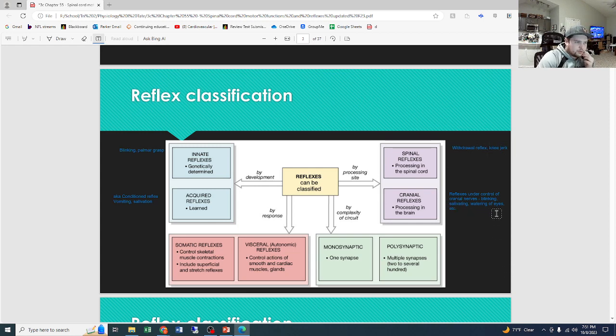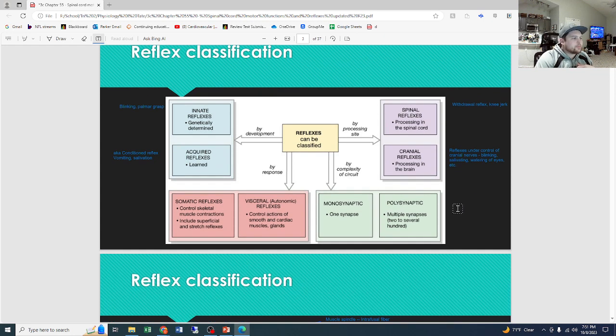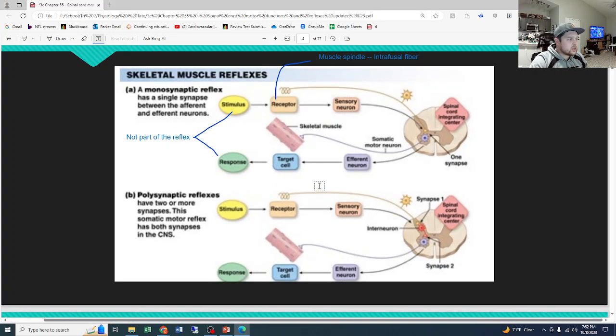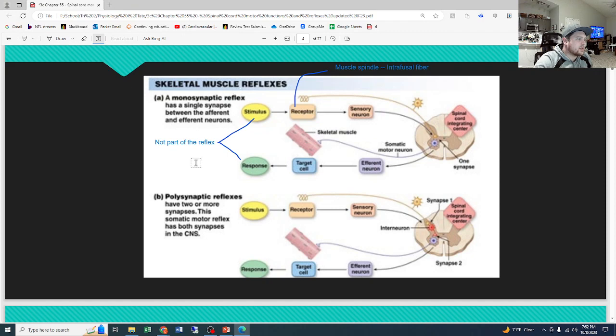And then there are also other cranial reflexes like blinking, salivating, watering the eyes. You'll learn more about those cranial reflexes in neurology and clinical neurology. Monosynaptic versus polysynaptic. Monosynaptic has one synapse, meaning that there is one nerve connecting to one other nerve. Polysynaptic means that there are multiple synapses. Somatic deals with the muscles, and visceral is talking about the smooth and cardiac muscles, as well as the glands. So those are things that we don't have any voluntary control over. Okay. So looking at these reflexes, we have a monosynaptic and a polysynaptic reflex.